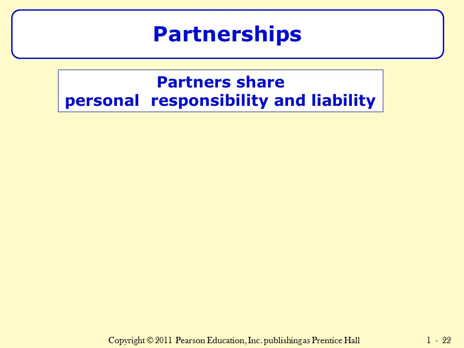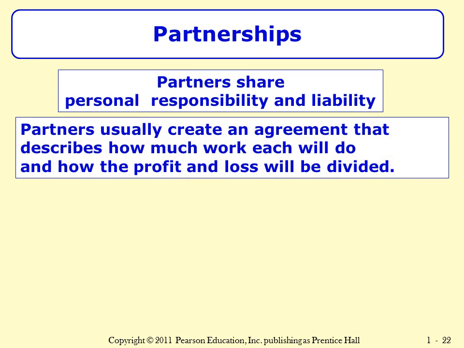Now, partners generally, there's forms of partnerships where this isn't true, but in a regular partnership, all the partners personally share the liability of the entire partnership. So if one partner messes up, all the partners pay for it. To help protect one partner from the mistakes or misdeeds of another, partners usually create an agreement that will describe how much work each will do and how the profits and losses will be divided, as well as the ownership interests and the liability interests, and any other details that they want to build in.